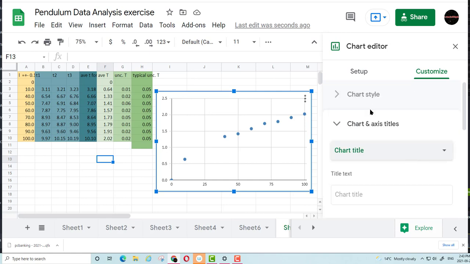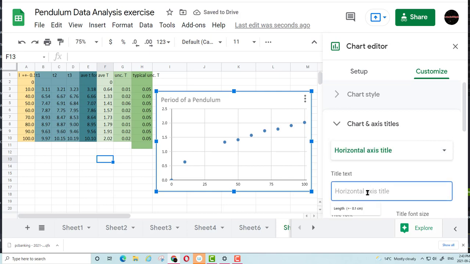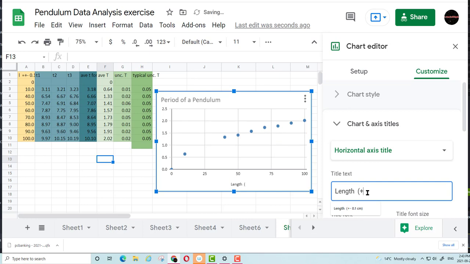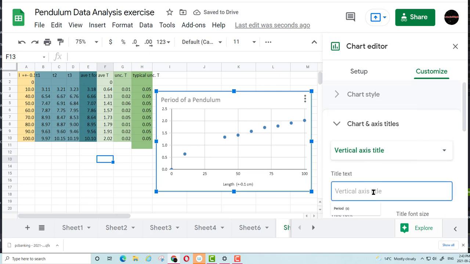Let's start with our chart title. I'm just going to call it the period of a pendulum. And I also want a horizontal axis title. That's going to be the length of the pendulum, and that's going to be plus or minus 0.1 centimeters. And on the vertical axis, that's where I've got the period or the average period, and that will be in units of seconds.